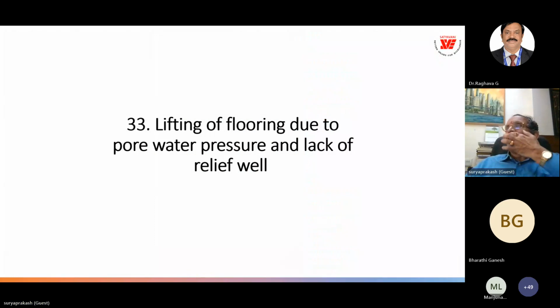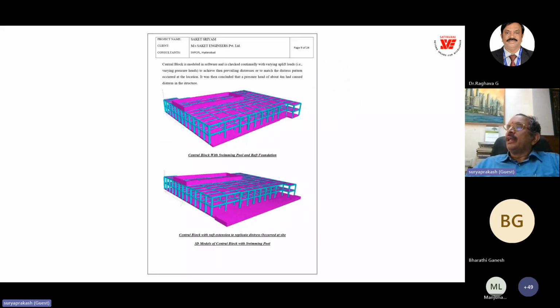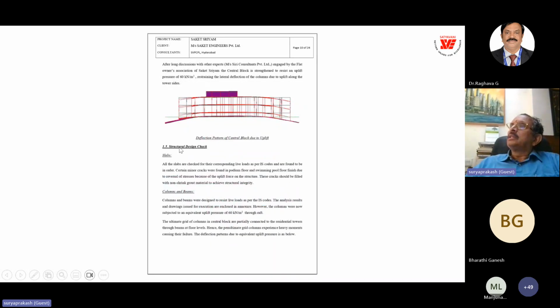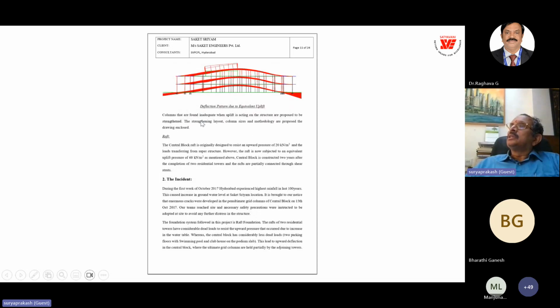Next, lifting of flooring due to poor water pressure and lack of relief valve. So this is what I initially also explained. This is the podium slab. There was a swimming pool on top of the podium slab, and we found that this podium slab got lifted. So these 2 floors got lifted due to the poor water pressure. Of course, this is a magnified one.